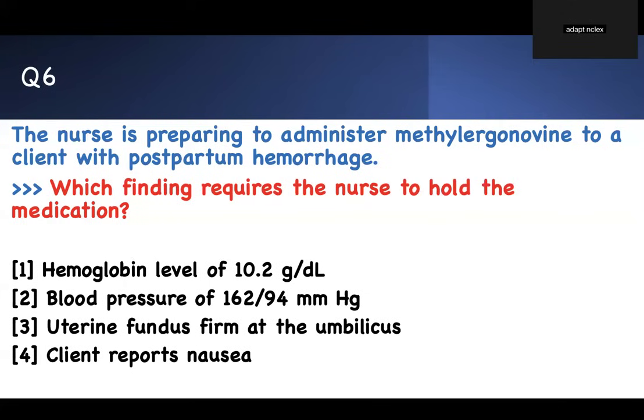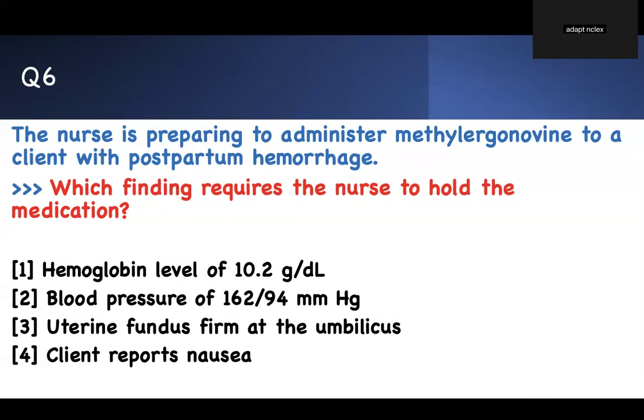Always think about how the medication works. If there's any contraindication to that medication, that's your priority, not the common side effects, but the things that will kill the patient. Hemoglobin of 10.2, where the patient is bleeding. Blood pressure of 162/94. The medication causes vasoconstriction. Think about it. Uterus fundus firm and at the umbilicus, that is what? Bogginess. That means it's too high. It's supposed to come down. It's not coming down. That's why the patient is bleeding.